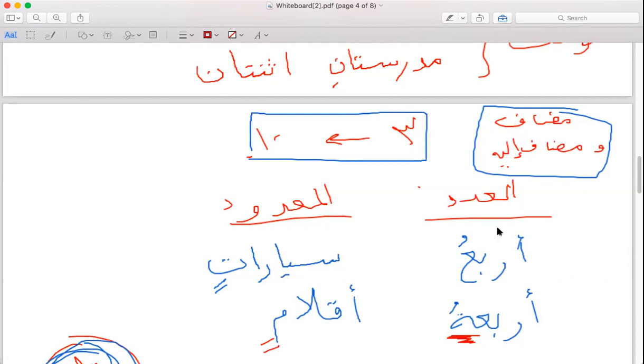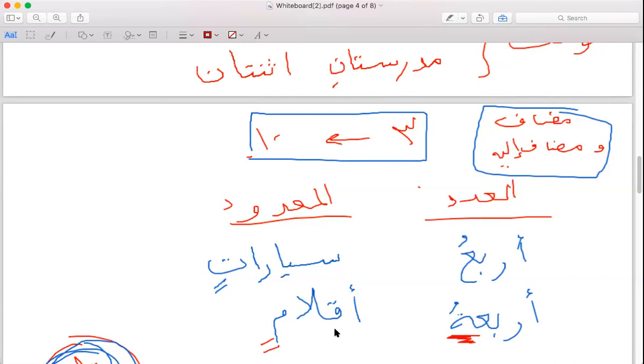If it's mu'annath, then the adad will be mudhakkar. When it comes to the word aqlam, which is the jam' of qalam, in the singular form, do you say hadha qalamun or hadhihi qalamun? Taban, of course, you say hadha qalamun. You know that from ad-dars al-awwal at kitab al-awwal, book 1, lesson 1.